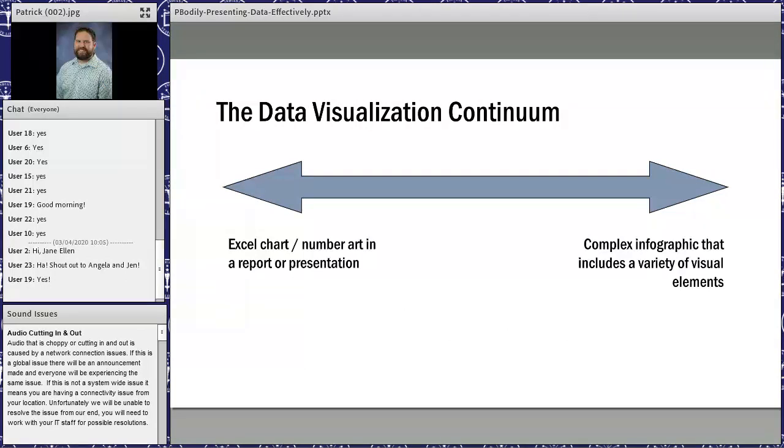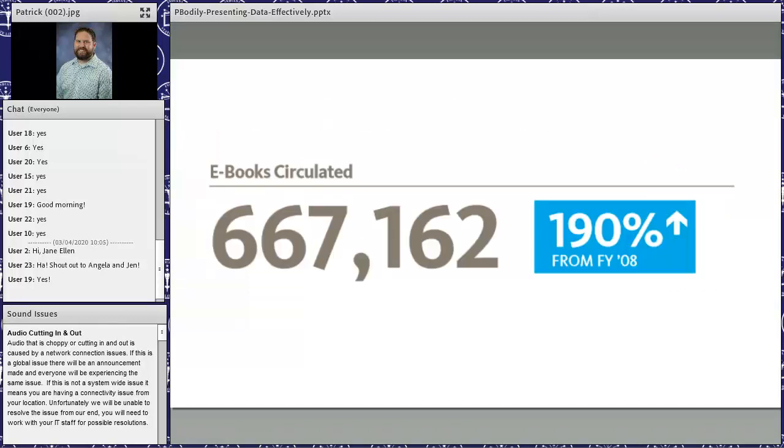So there's a thing called the data visualization continuum. At one side of the continuum, you'll see Excel charts or number art. What I mean by those are things like the following. So this is number art. It is as simple as it needs to be.